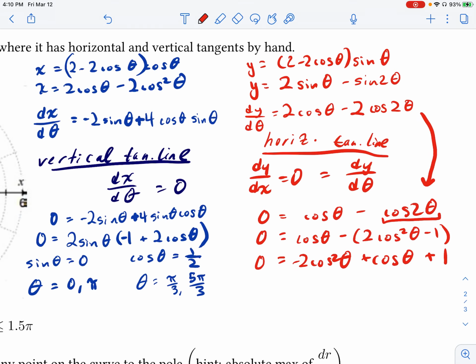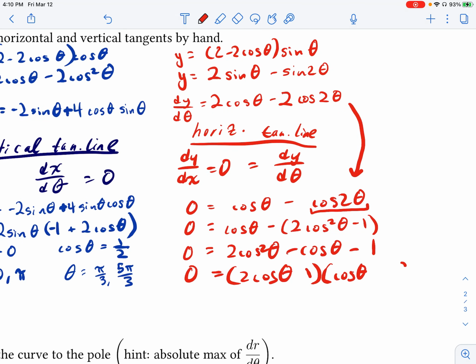And I know this is kind of silly, but I like having my leading coefficient be positive. So I'm going to divide everything by negative 1. Now let's factor. So we've got 2 cosine theta, 1 cosine theta. This has to be 1.